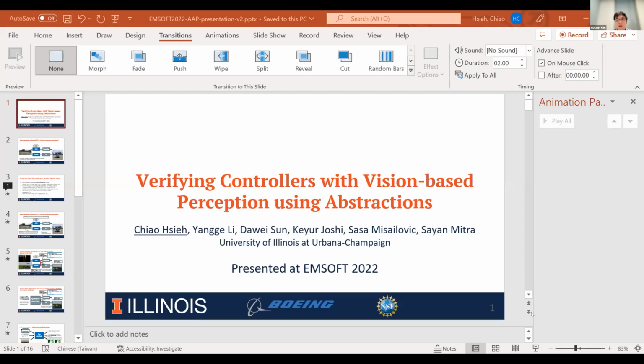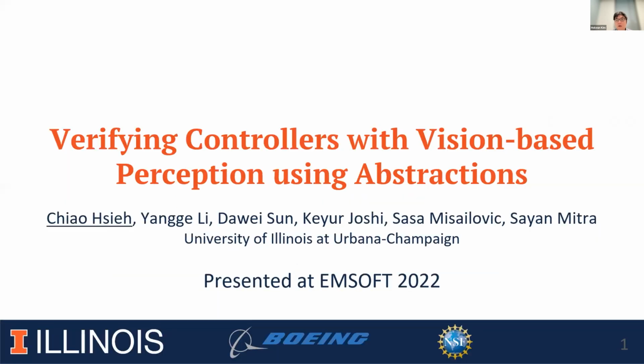Qiao is a PhD candidate in the Department of Computer Science at University of Illinois at Urbana-Champaign. His main research area is within programming languages, formal methods, and software engineering. Qiao will be presenting his work on verifying controllers with vision-based perception using safe approximate abstractions. Right, Qiao, please go ahead when you're ready.